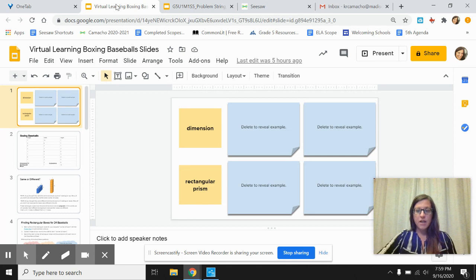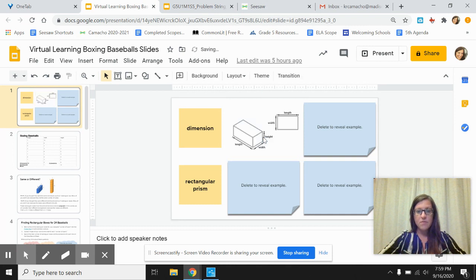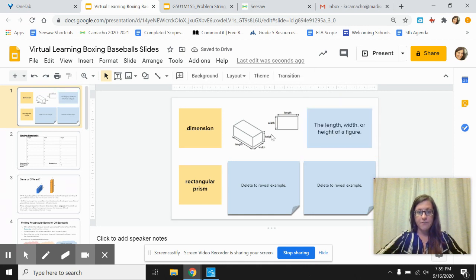So one of the things I kind of want to review with you is dimension. What is dimension? And you might remember that we talked about 3 dimensions for volume. There's the length, there's the width, and there's the height. If I'm looking at a flat base and just trying to find the area, that would just be length times width. So length, width, or height of a figure, that's what dimensions are.